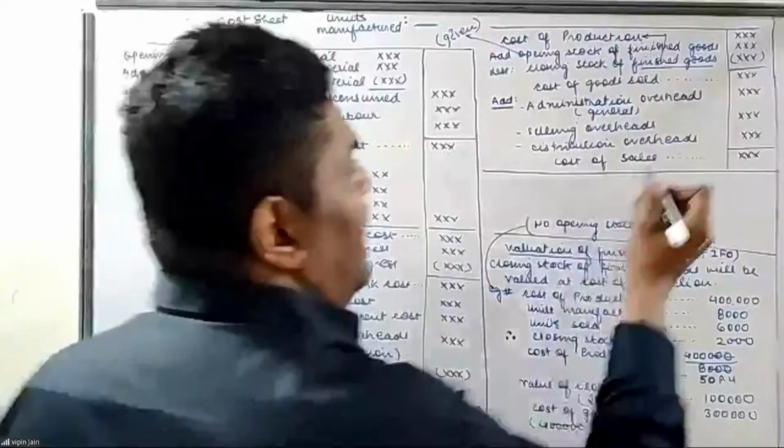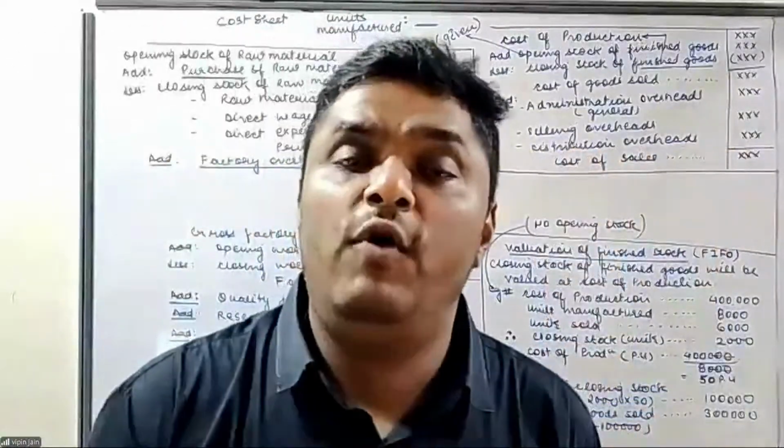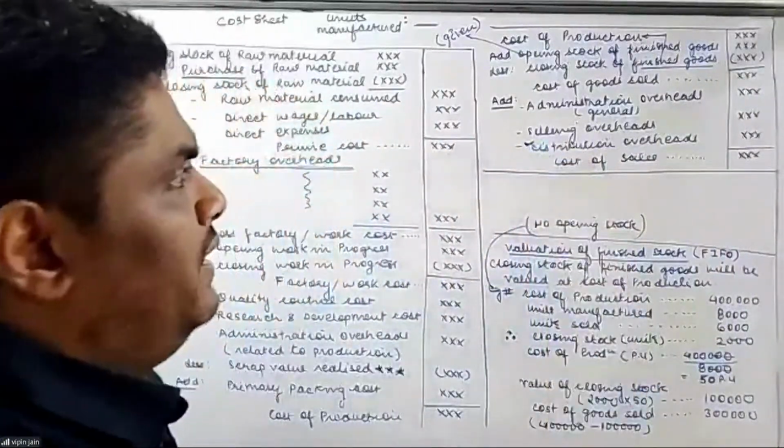It will form part of distribution overhead. See, the secondary packing cost, as I said, will form part of distribution overheads.